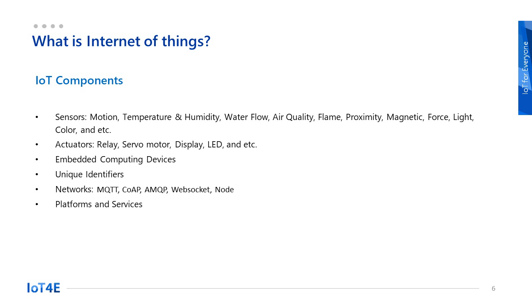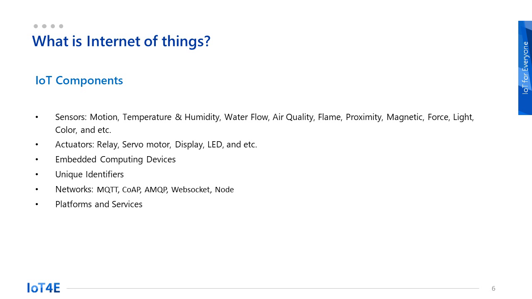Next is embedded computing devices. These devices have the ability to read the data from sensors. They do things like read and interpret data from sensors and receive and send instructions to the actuators. Simply, if motion is detected, switch on the LED light. If the temperature is too high, set it to moderate or low, or whatever they do. Unique identifiers. Every IoT device has to have a unique ID to be callable and operable.